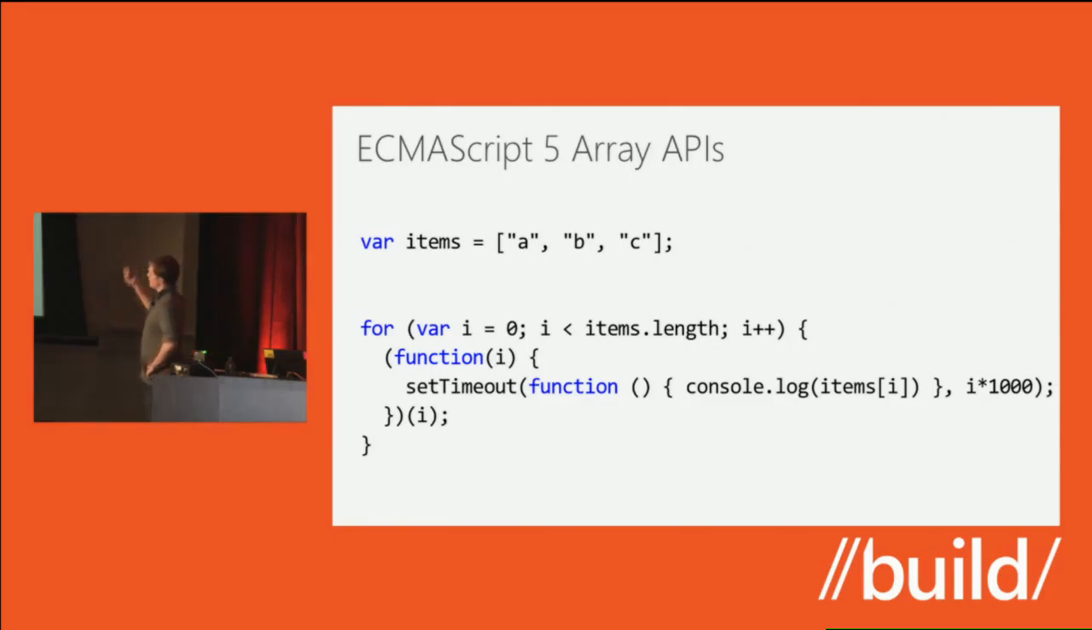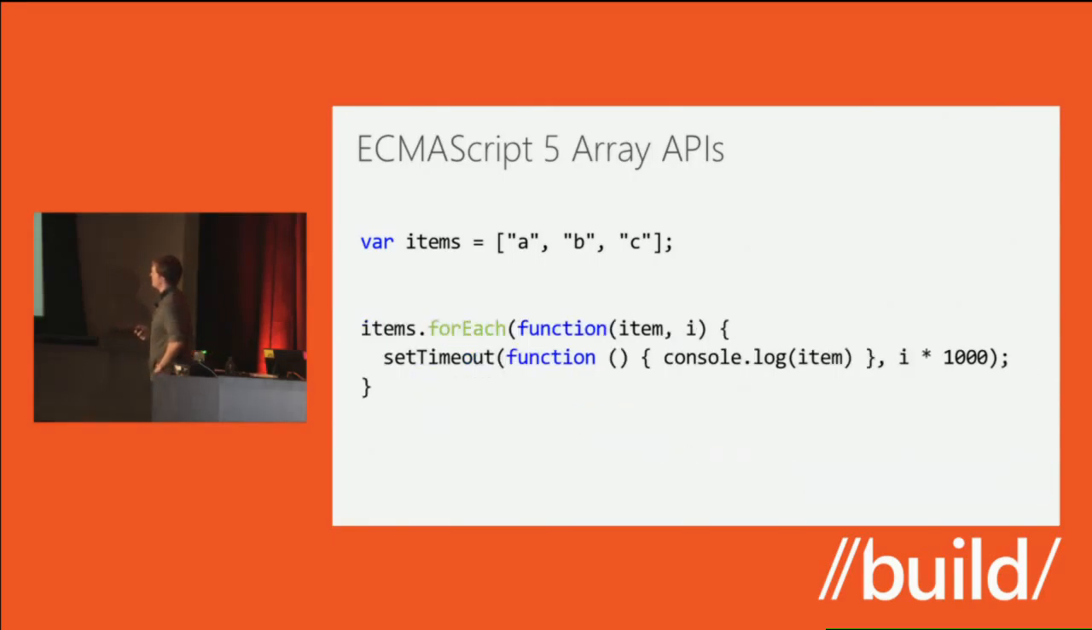And so one of the really convenient things that ECMAScript 5 added is forEach. On an array, you can say array.forEach, pass it a function which accepts the item and optionally also the index. And then you just write your function. And you're now isolated from any of those issues with the reference to i. And you don't have to write that boilerplate. So this kind of thing is just handy.